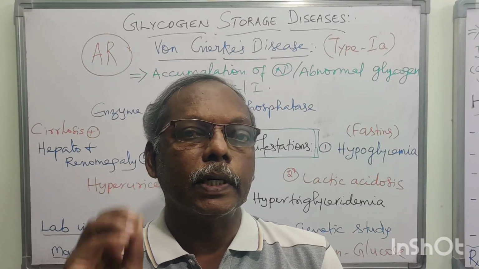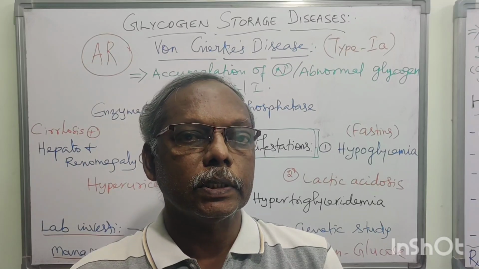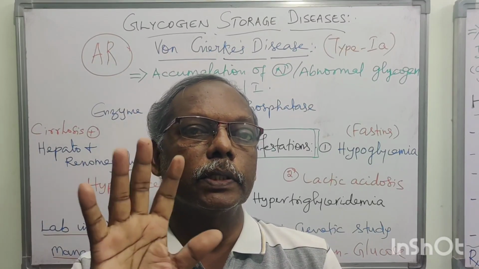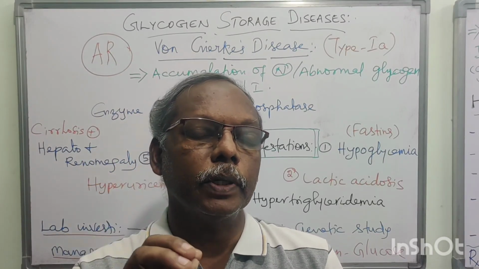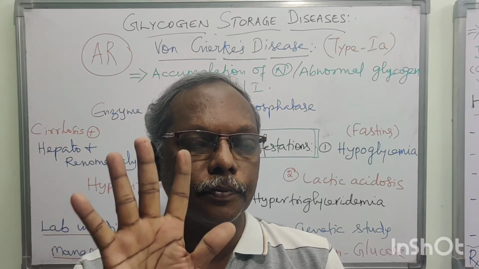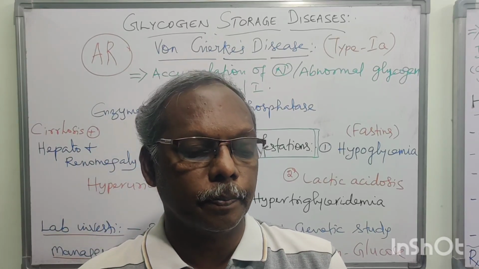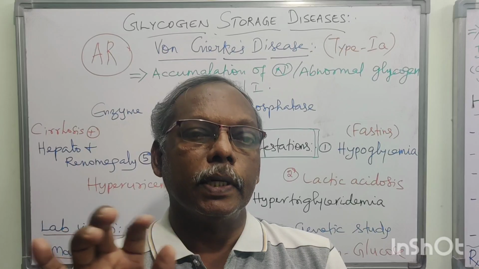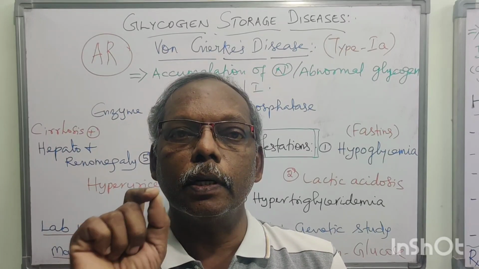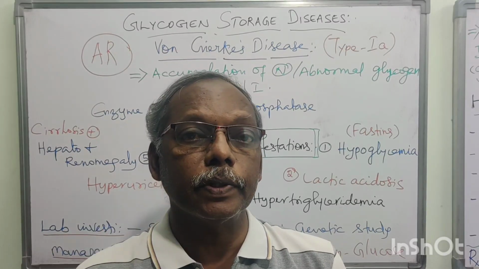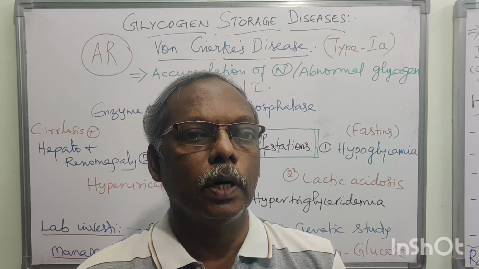We have 7 types of glycogen storage diseases. In these 7 we are going to discuss only 5 because it is a 5 mark question. This is enough for your 5 mark question. In these 7 types, all are coming under autosomal recessive. This is a very important MCQ.